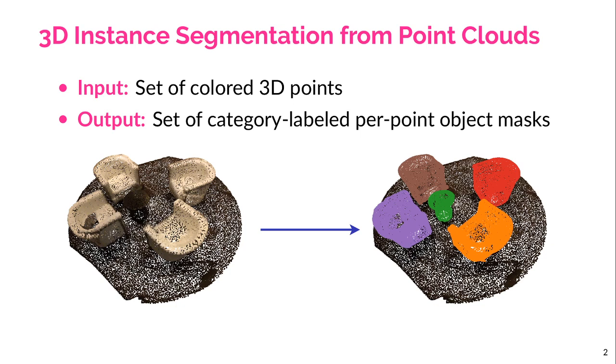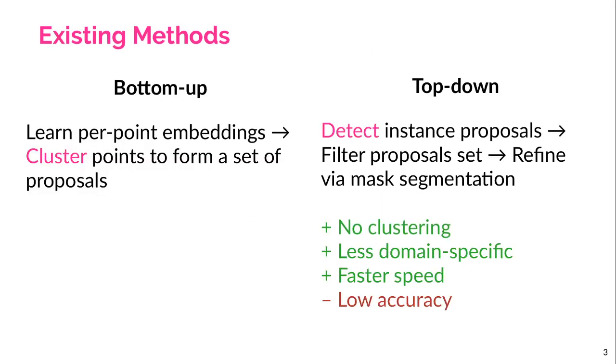3D point cloud segmentation is the task of grouping points into meaningful segments. In case of 3D instance segmentation, such a segment consists of all points belonging to a single object. Two major 3D instance segmentation paradigms have been introduced so far. Bottom-up methods learn per point embeddings and use them to cluster points so that they form a set of proposals.